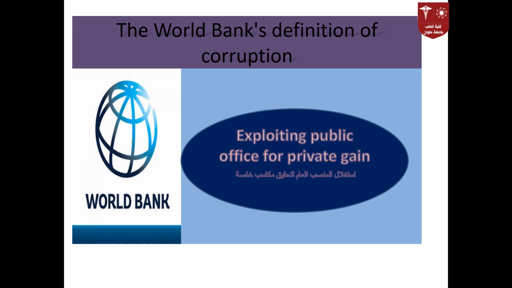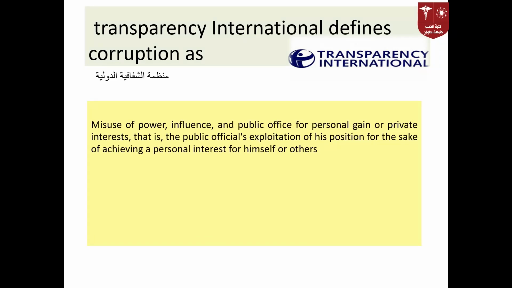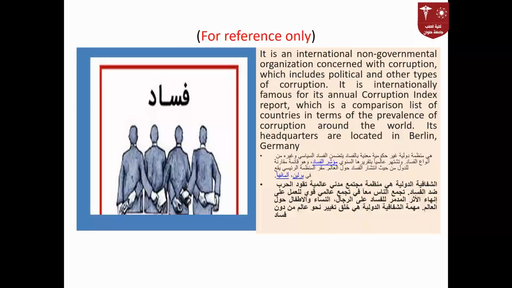The World Bank defined corruption as exploiting public office for private gain. Transparency International defined corruption as a misuse of power, influence, and public office for personal gain or private interests, that is, the public official's exploitation of his position for the sake of achieving a personal interest for himself or others. It defined corruption as covering the private sector alongside the public sector.